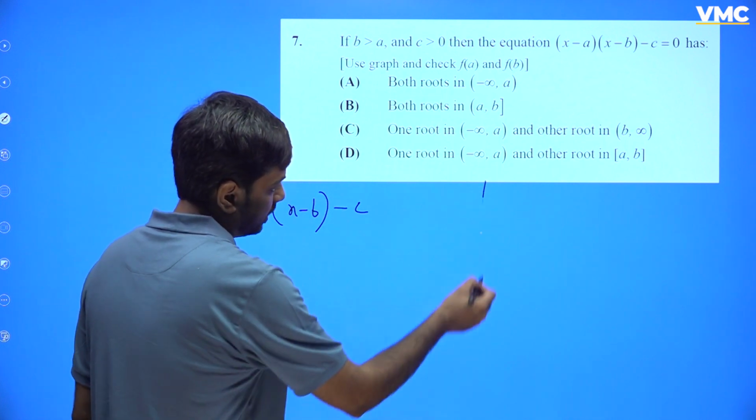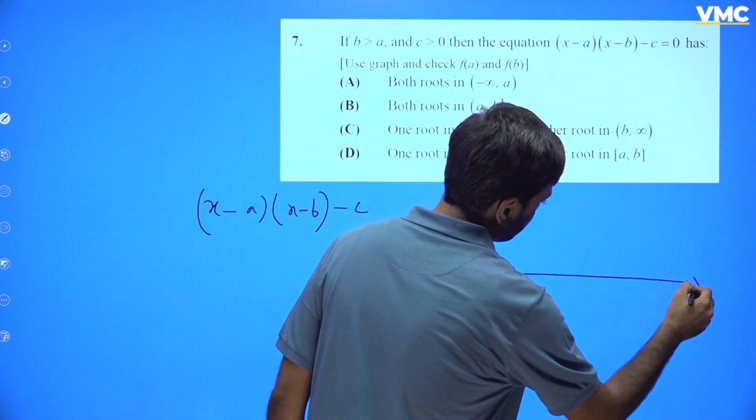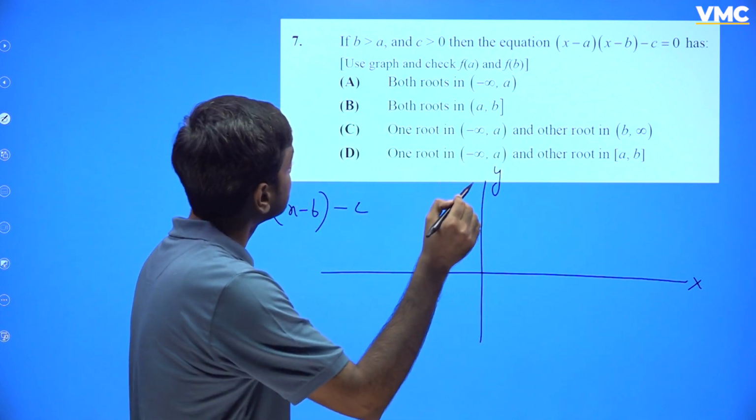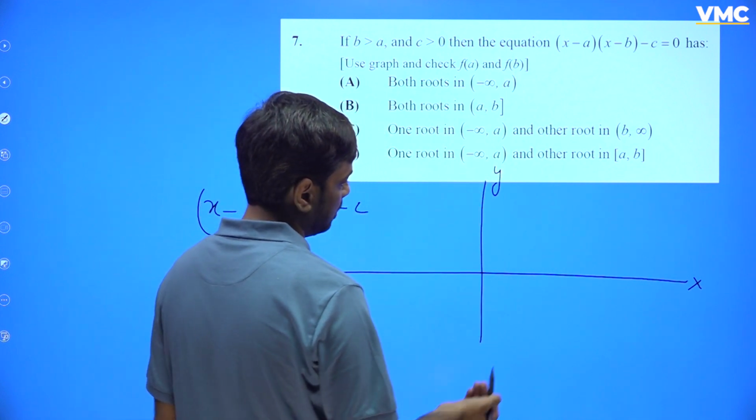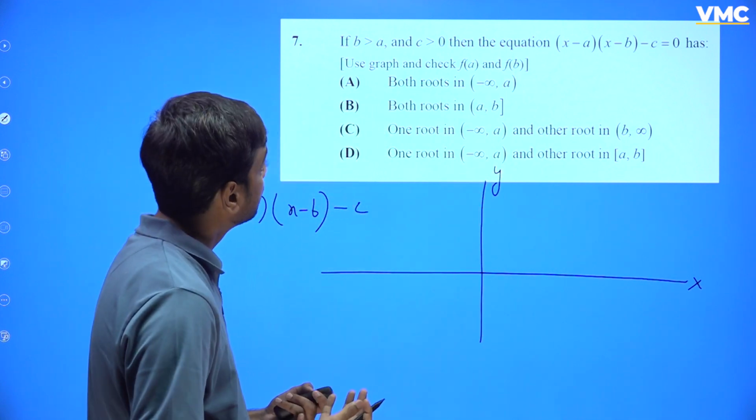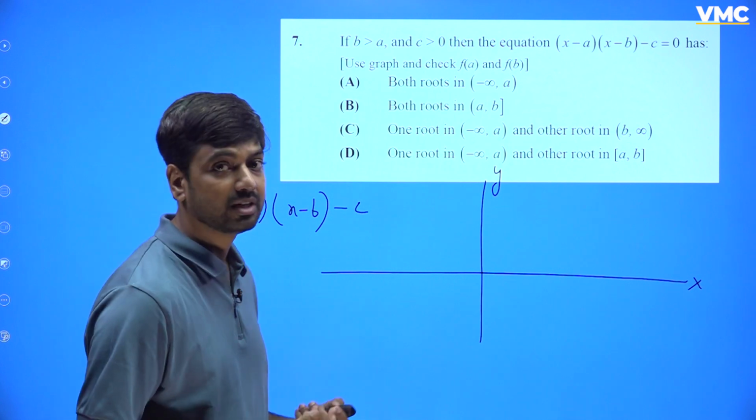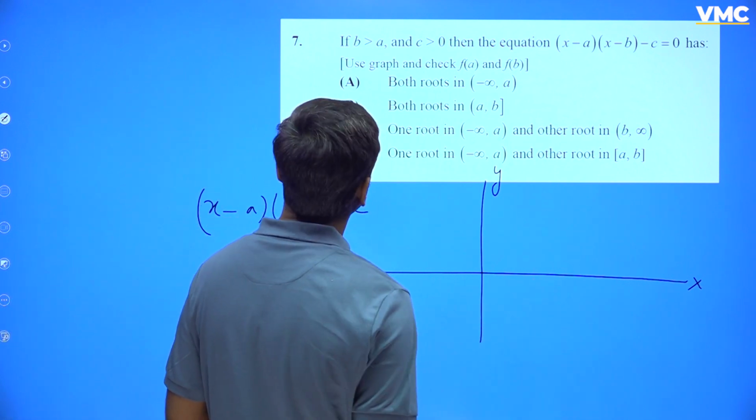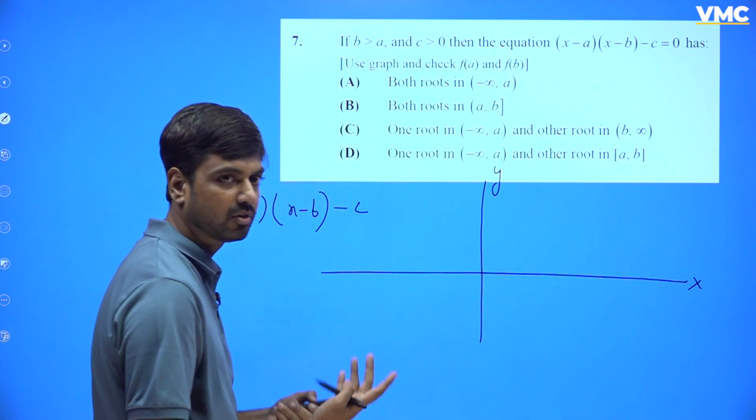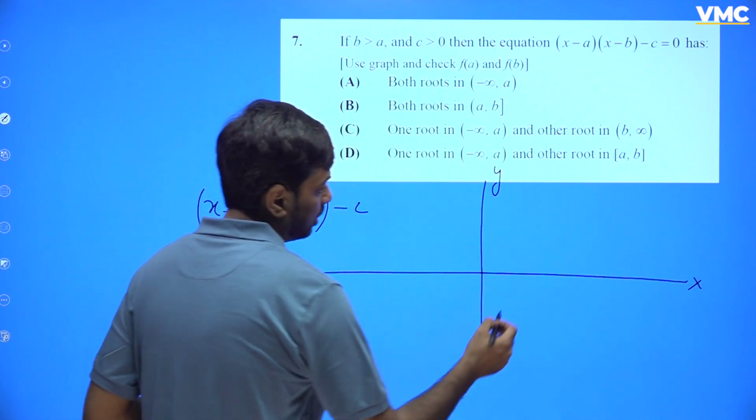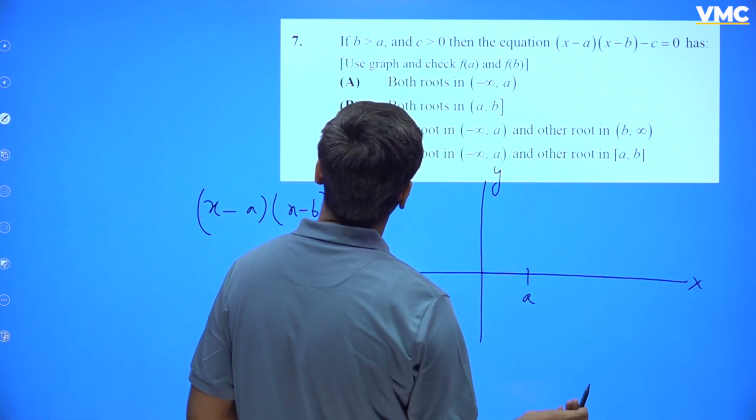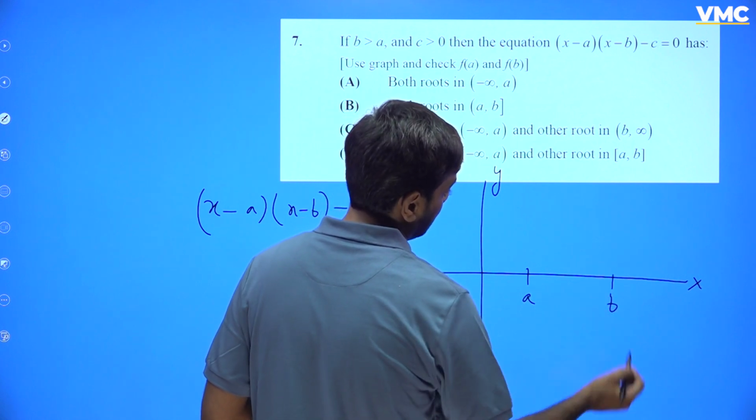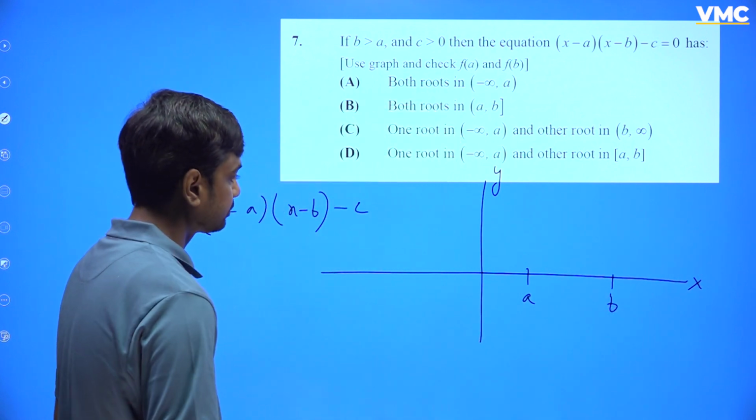Now this is the x-axis and this is the y-axis. As b is greater than a, you can take b here; there is no information regarding the sign of a and b, so I'm taking both as positive. If you want to take one positive, one negative, that's also fine. So here we have a and here we have b, and c is also positive.